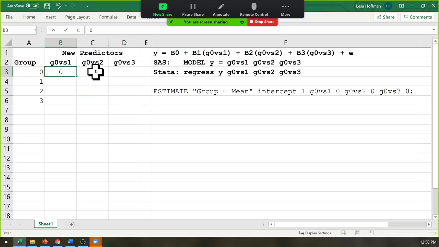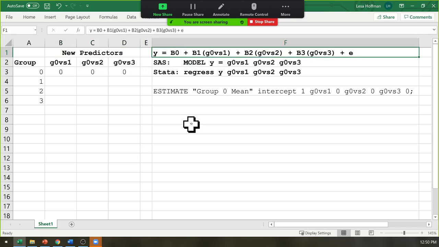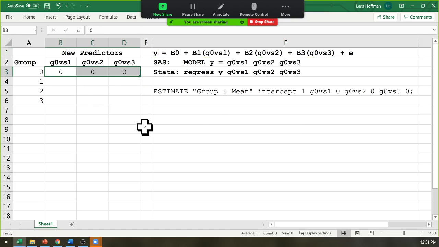So what I'm doing now is creating 3 new predictors whose slopes are going to be estimated directly by the model. The model that I'm creating looks like this: Y equals beta 0, the intercept, plus the effect of G0 versus 1, plus the effect of G0 versus 2, plus the effect of G0 versus 3. So 0 as the reference versus each of the others. If I put zeros everywhere here, that sets group 0 as my reference.